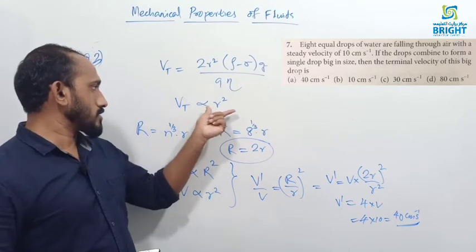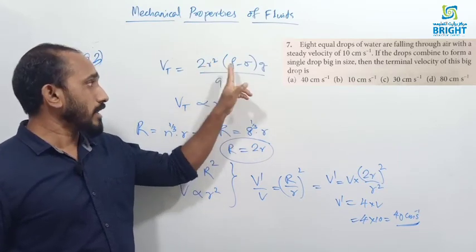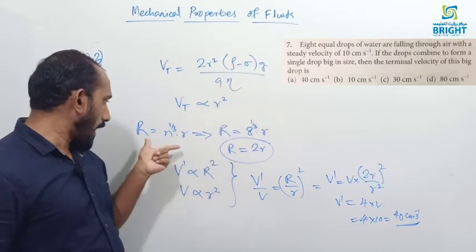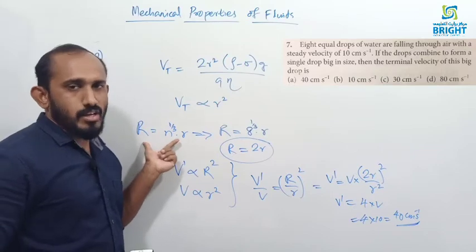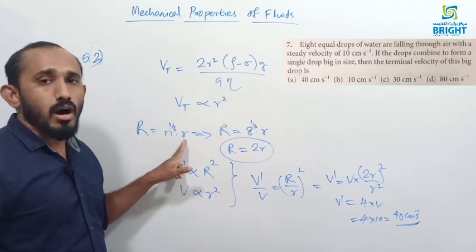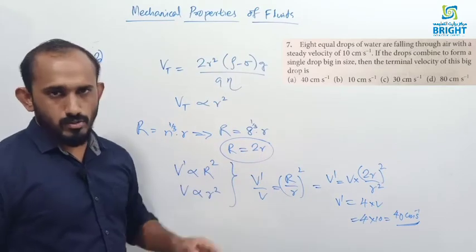Here the concept we used is combination of drops and terminal velocity. Terminal velocity is directly proportional to the square of the radius, 2r square rho minus sigma into g by 9 eta. And when you combine the drops, the radius of the bigger drop is cube root of n into r. So here n is 8, cube root is 2, so 2r. Then we got this one. Okay, fine.